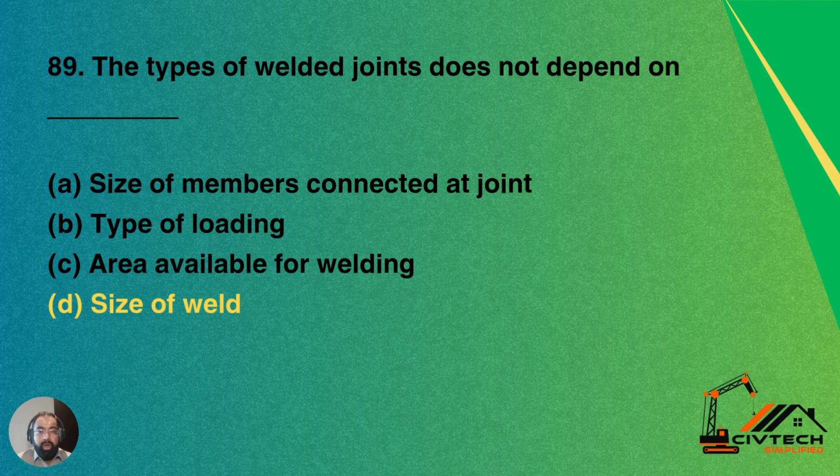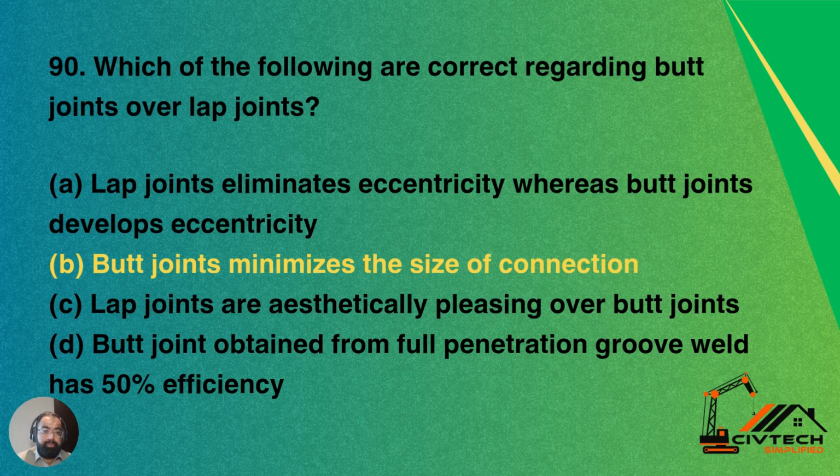89. The types of welded joints does not depend on. Option A, size of members connected at joint. Option B, type of loading. Option C, area available for welding. Option D, size of weld. So types of welded joints does not depend on size of the weld. D is the correct answer for this question.